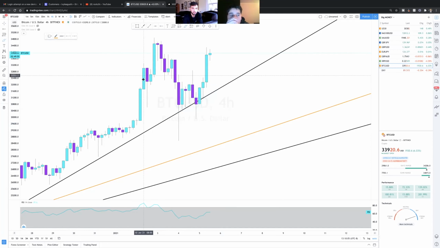So here we have structure. That's all market structure. There's no breaks. Then we have a break of structure here at the bottom. So we have structure here on the right-hand side. This is market structure.